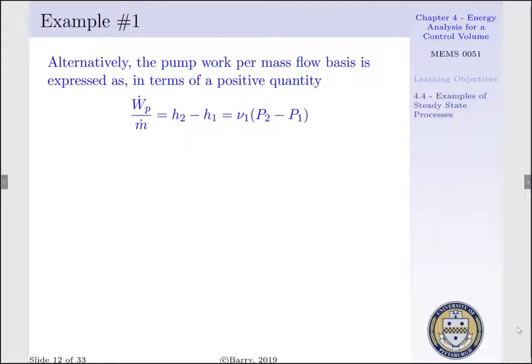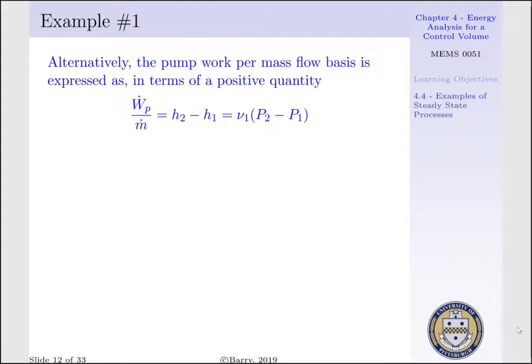Alternatively, we can recall that our pump work per mass flow basis is equal to the difference of our enthalpies. Our enthalpy is the difference of our internal energy plus our specific volume times our difference of pressures. Since this is a compressed subcooled liquid, our specific volume between state 1 and state 2 does not change, and our internal energy between state 1 and state 2 is assumed 0, for our internal energy is strongly a function of temperature.